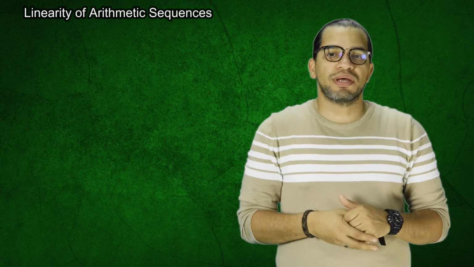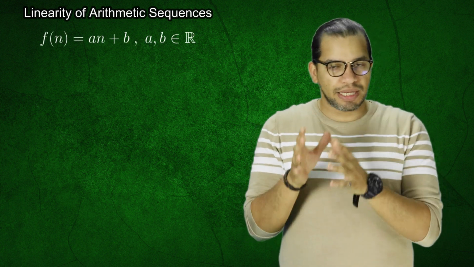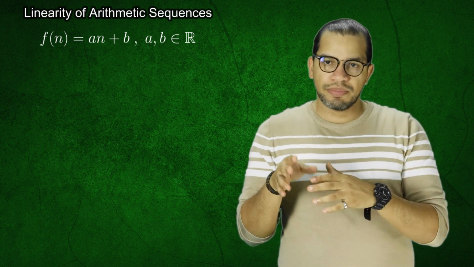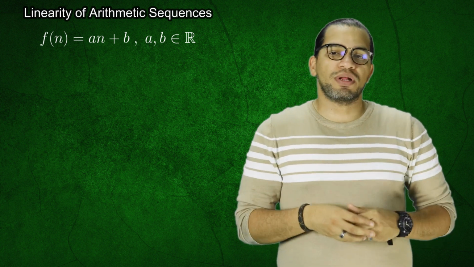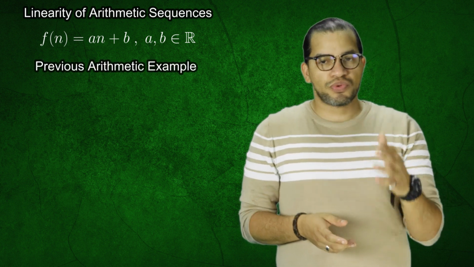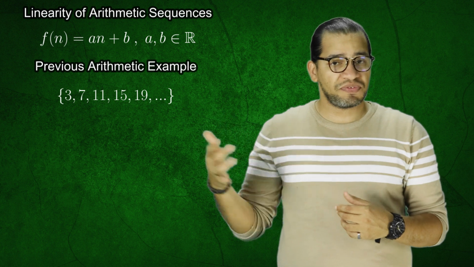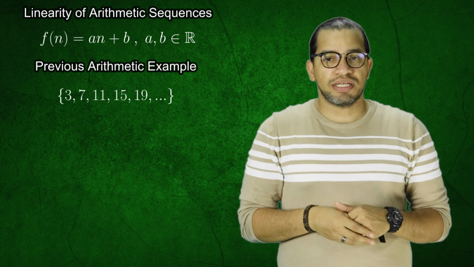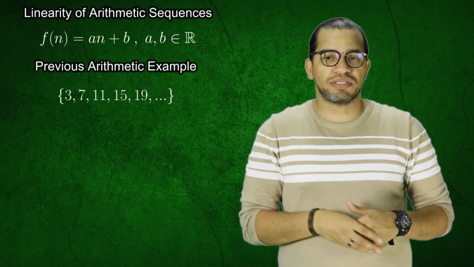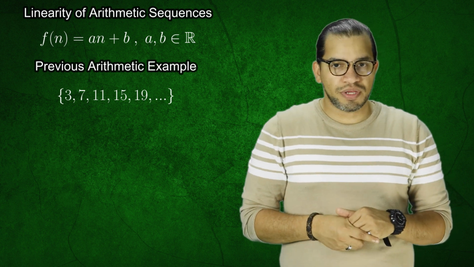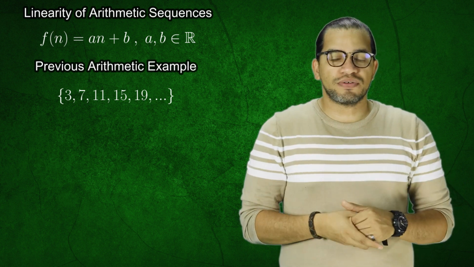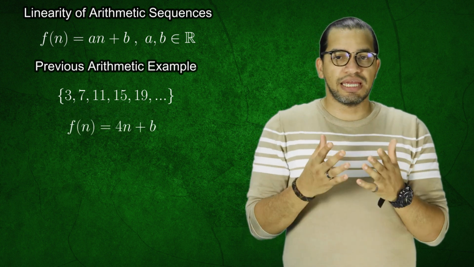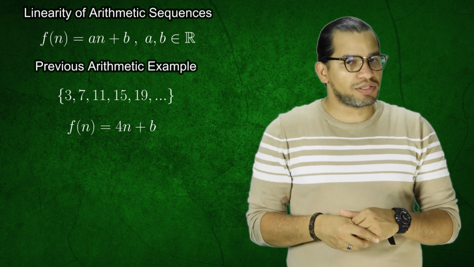Now, all of the arithmetic sequences can be represented as a linear function of the type f of n equals a times n plus b, where a and b are constants. For example, if we take the arithmetic sequence 3, 7, 11, 15, and so on, we notice that there's a constant that appears in every consecutive difference, which is the constant value 4. Therefore, the equation for this sequence is f of n equals 4n plus b.